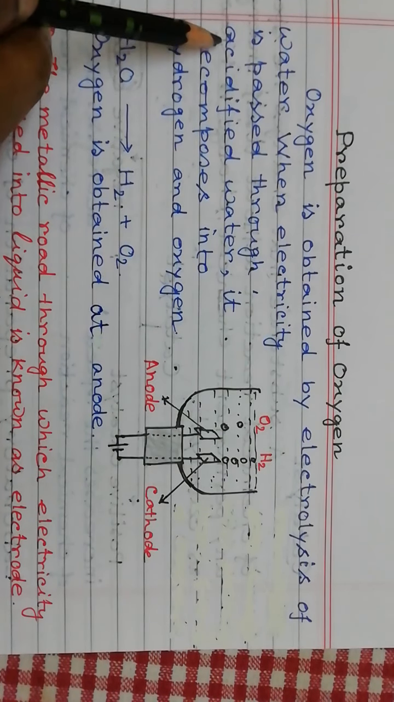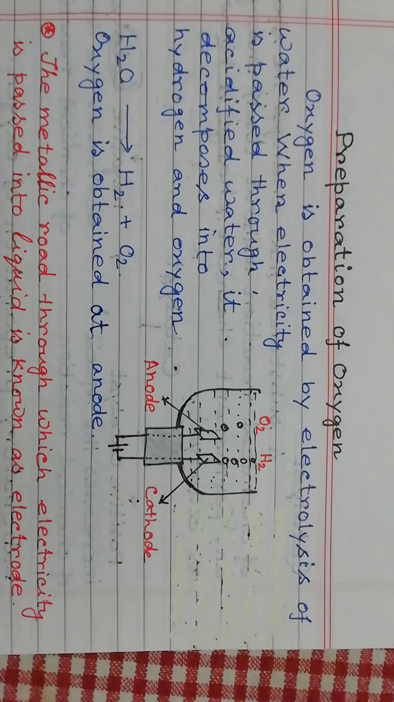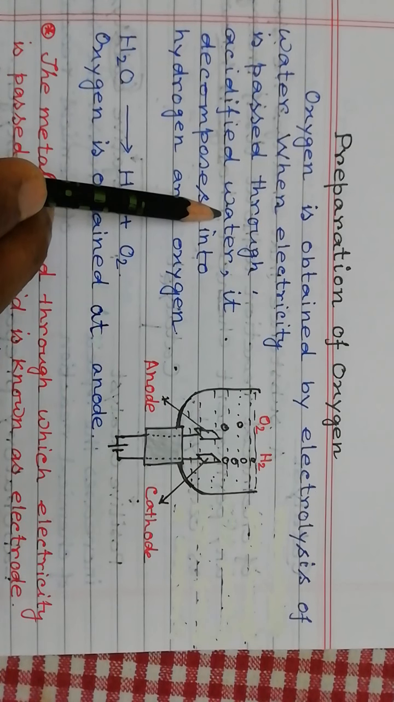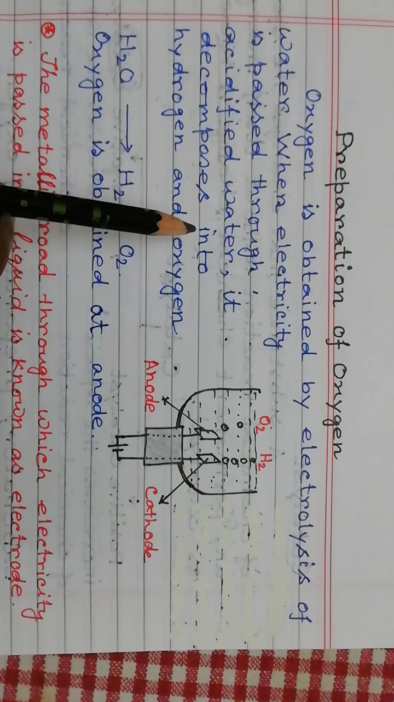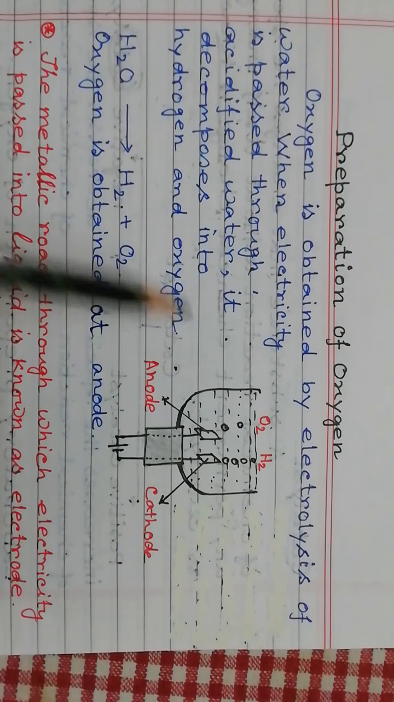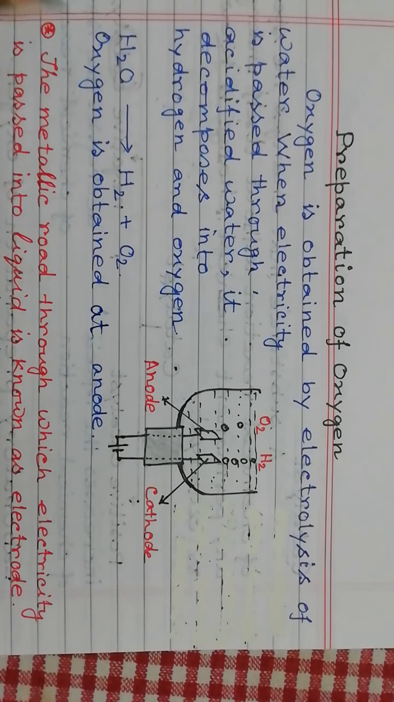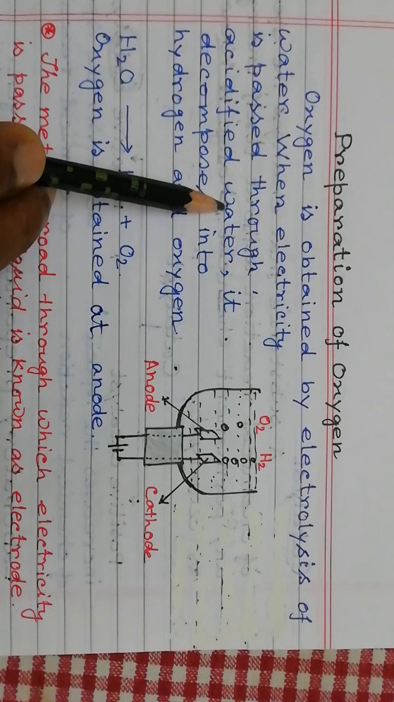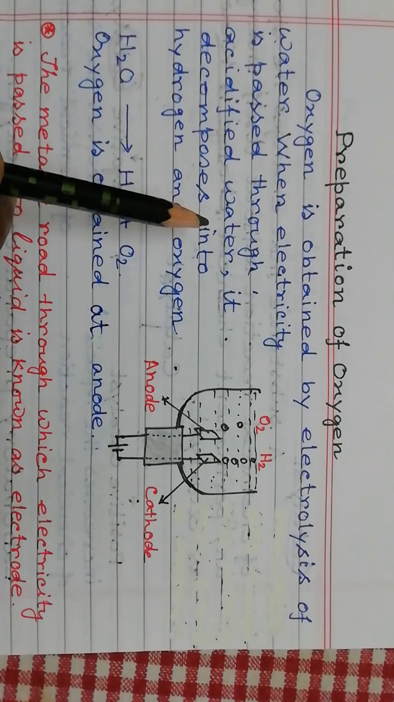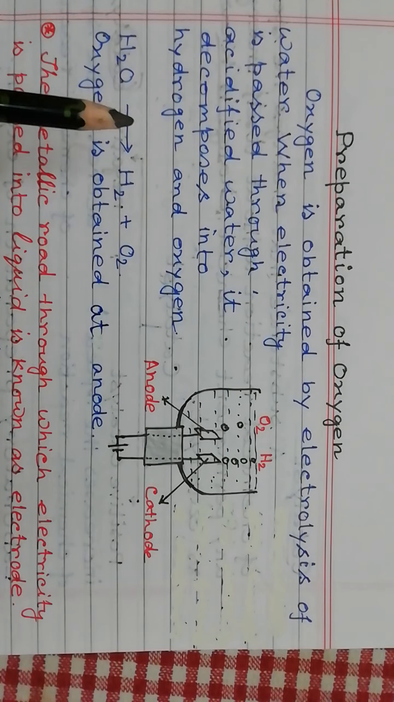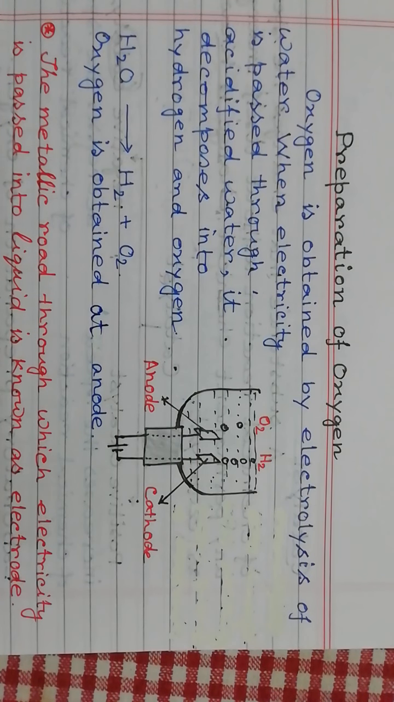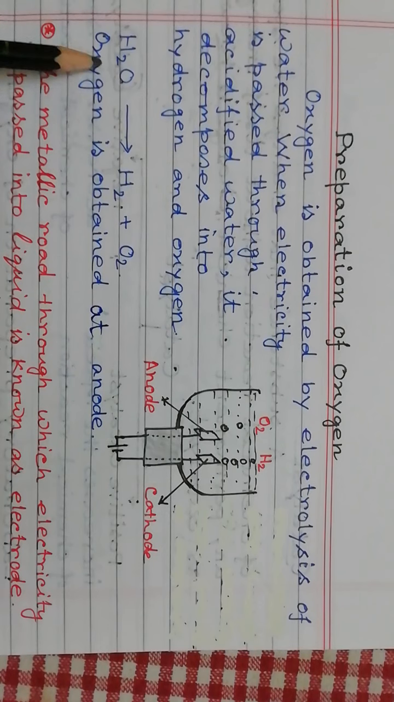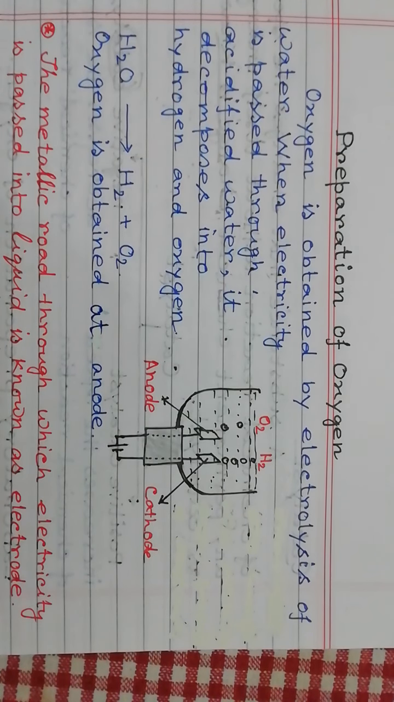Now the question is, why do we take acidified water? Because water is not a good conductor of electricity. That is why a few drops of sulfuric acid are added to water, and for this the water carries electricity and it decomposes into hydrogen and oxygen.